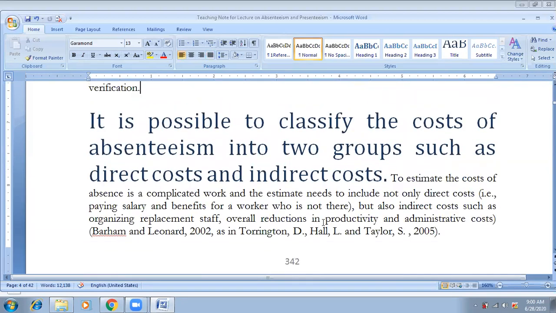It is possible, further talking about the importance of absenteeism, to classify the cost of absenteeism into two groups, direct cost and indirect cost. What are the direct costs? Paying salary and benefits for a worker who is not there is a direct cost. And the indirect costs: organizing replacement of staff, overall reductions in productivity, and increasing administrative cost. These are indirect costs of absenteeism.